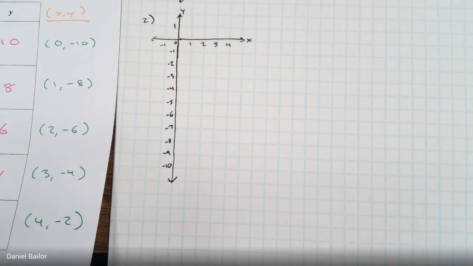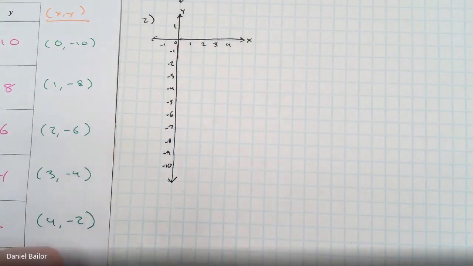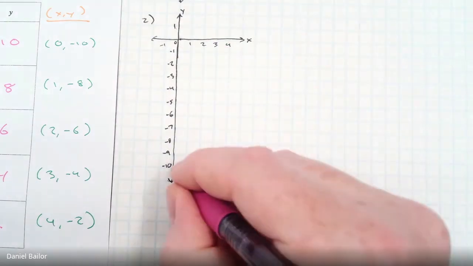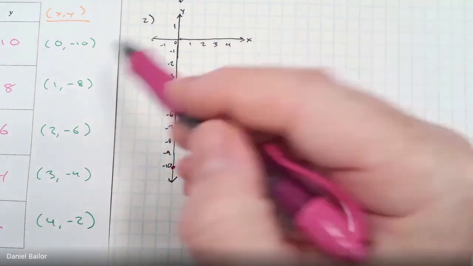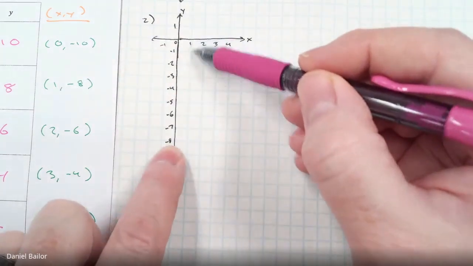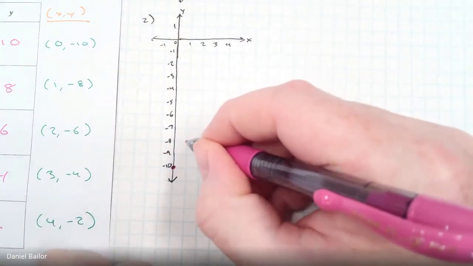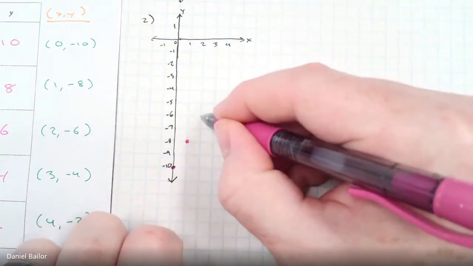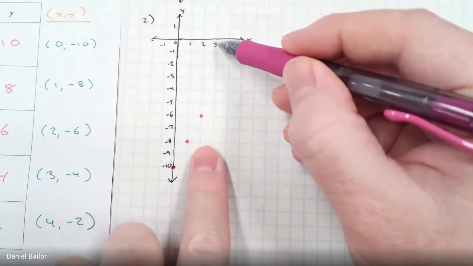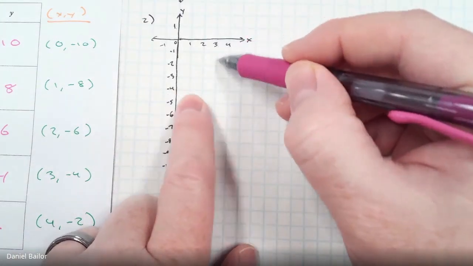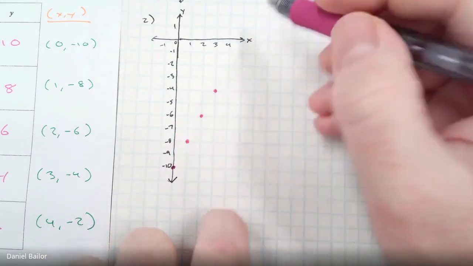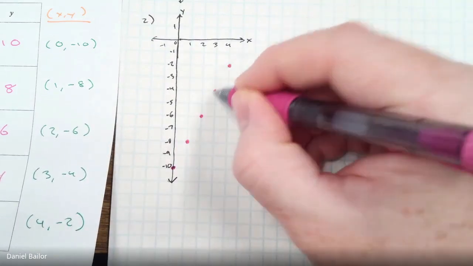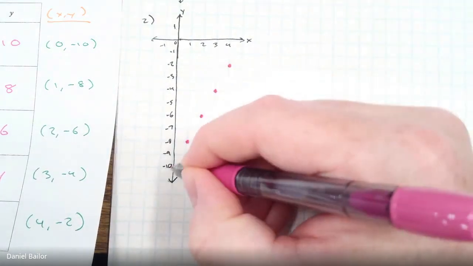But let's get the graph going. So for 0 and negative 10, we go 0 on the x, negative 10 on the y, it's right there. 1x and negative 8 meet right there. 2x and negative 6y right there. 3x and negative 4y go right there. 4x, negative 2y meet right there. And that is my graph of my solutions.